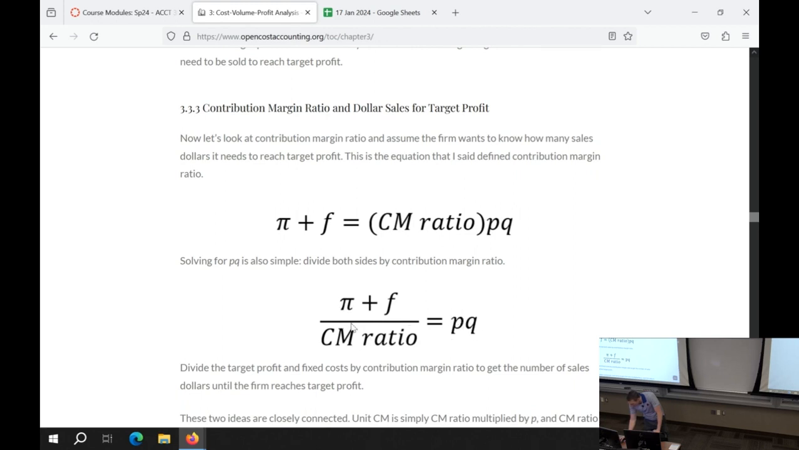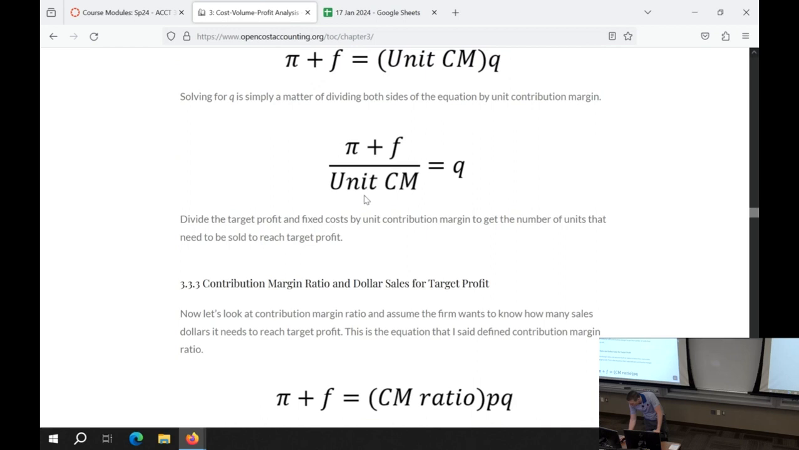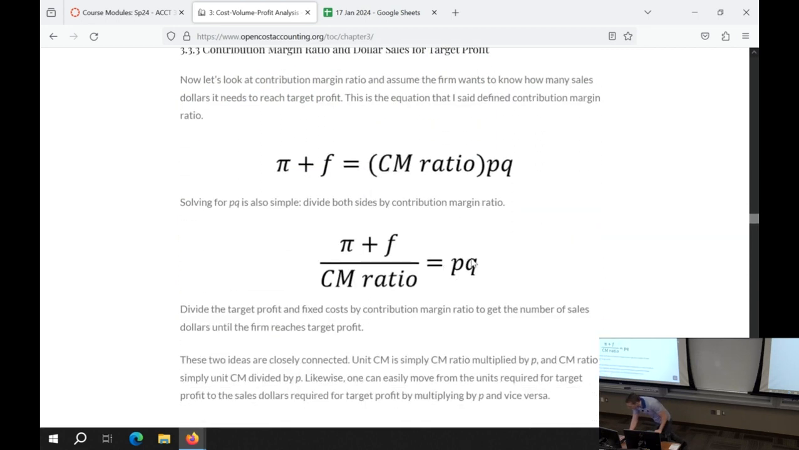But notice the similarities here and here. You're always dividing by CM, either the unit CM or the CM ratio. What it gives us, though, is the total sales we need to reach that target profit. So this is the total sales we need at this CM ratio to reach this target profit given these fixed costs.